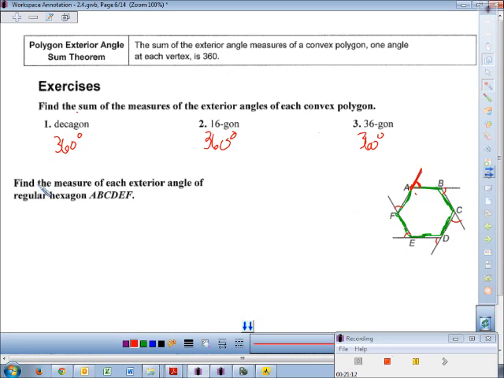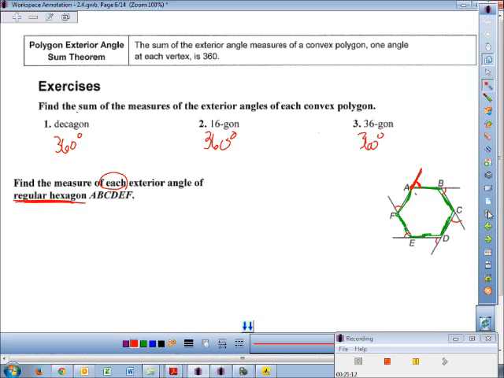Now, this says find the measure of each exterior angle of a regular hexagon. That's not just any old hexagon. What's so special about it? It's regular, correct? So, do they want an interior angle or an exterior angle? Exterior angle, just one of them. Do you know anything about the exterior angles of a hexagon? All add up to 360, right? So I know I could take all of those, add them all up, they're 360.